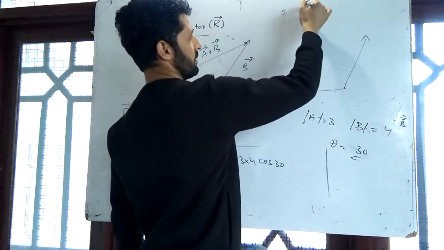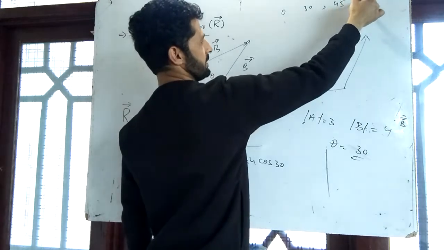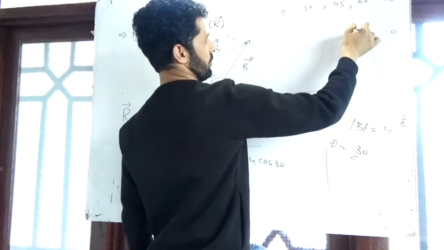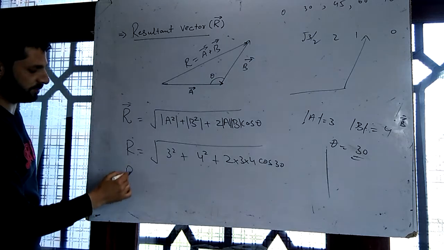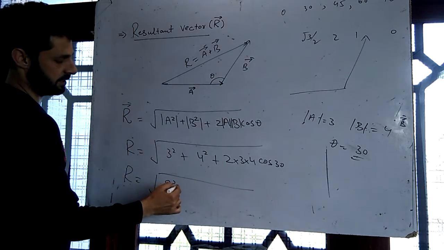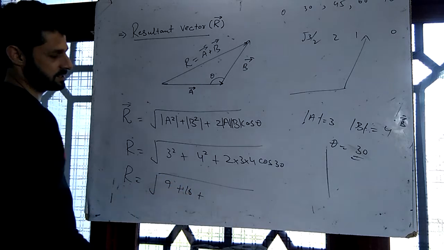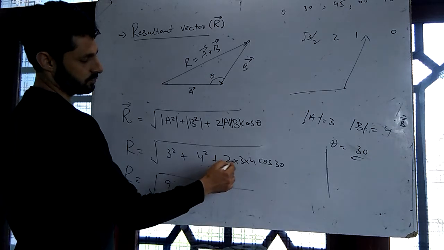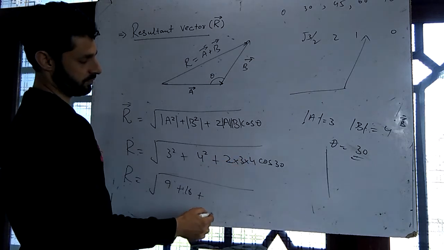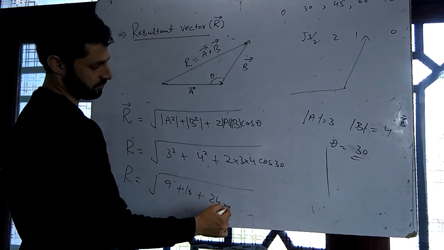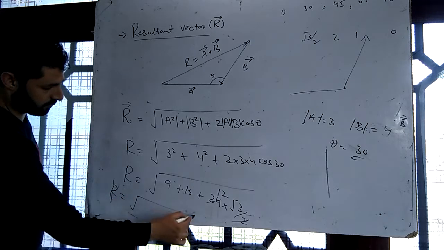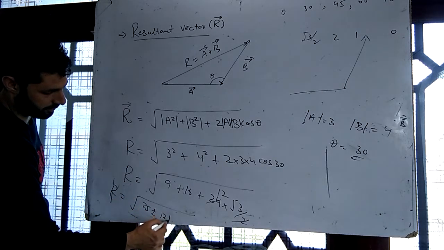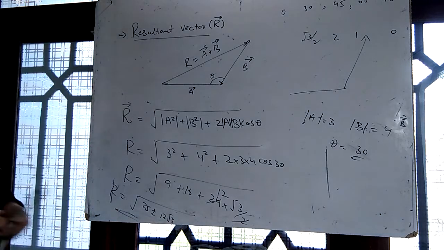0, 1, 0, 0. ये हो गया 0 डिग्री, ये हो गया 30 डिग्री, ये हो गया 45 डिग्री, ये हो गया 60 डिग्री, हो गया 90 डिग्री. तो कॉस में आता है 0, 1, 2, 3 अंडर रूट 3 बाय 2, वो कॉस 30 आएगा अंडर रूट 3 बाय 2. So R will be equal to under root of 9 plus 16 plus 2 threes are 6, 6 fours are 24, 24 into root 3 by 2 is 12 root 3. So R will be equal to under root of 25 plus 12 root 3. This is the magnitude of the resultant vector. This is how to find the magnitude of the resultant vector.